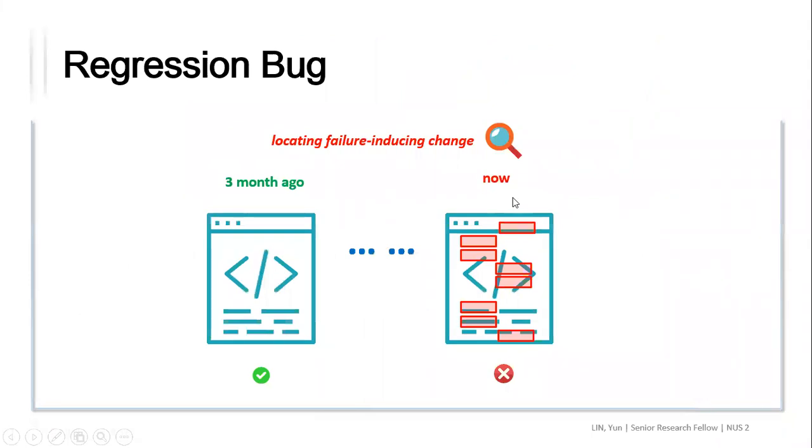Regression bug is a bug introduced when programmers modify existing code. When we find the code does not work, there can be a huge number of changes made from the original working version. The challenge here is to locate the failure-inducing change.